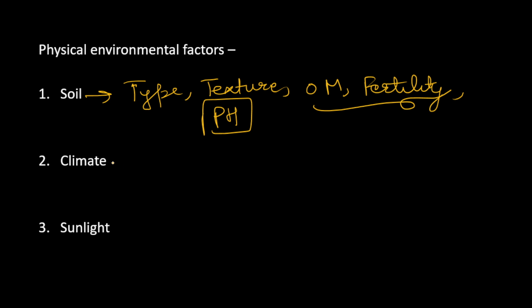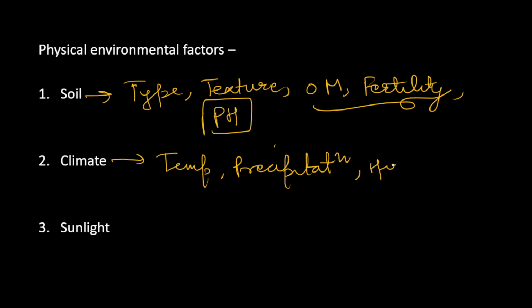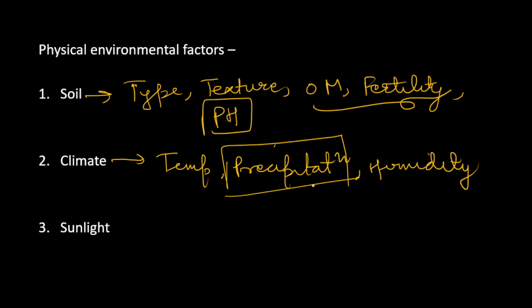Secondly, we have climate, the climatic factors such as temperature, precipitation, humidity. All these will have an effect on crop production. Especially the precipitation factor is the most important, because crops, especially the cereal crops and the commercial crops, require a large amount of water. So in India especially, a large amount of water is contributed through precipitation. So it is very important.